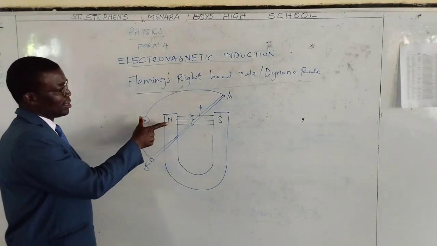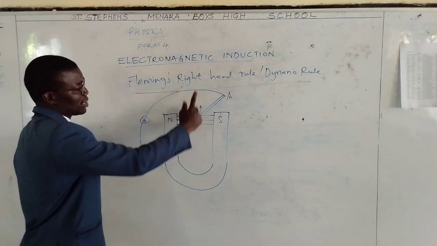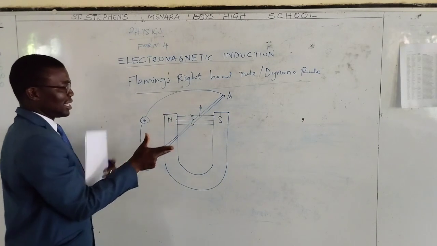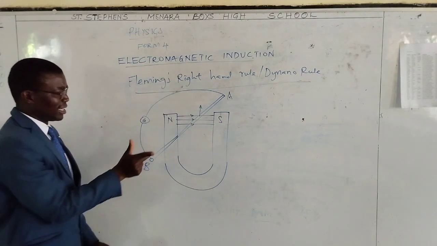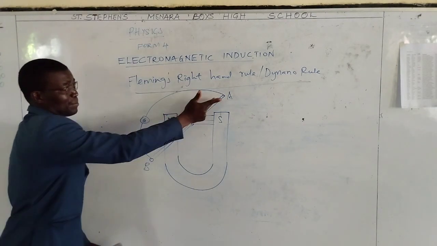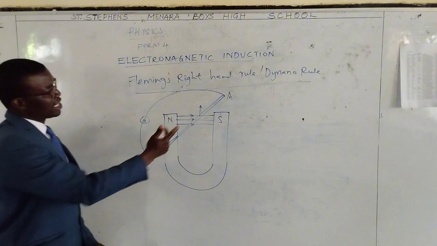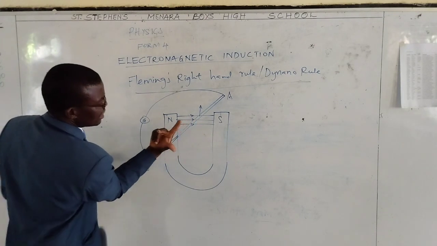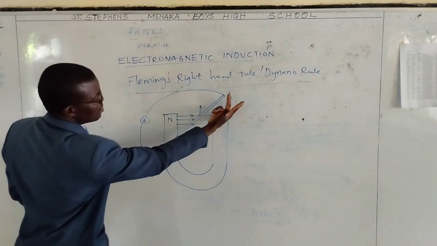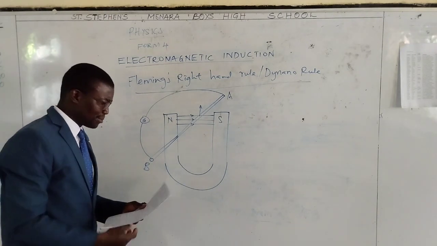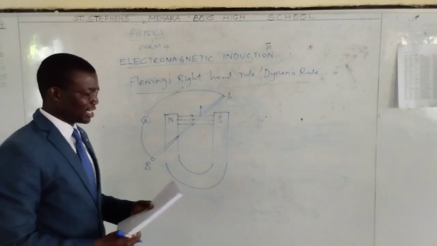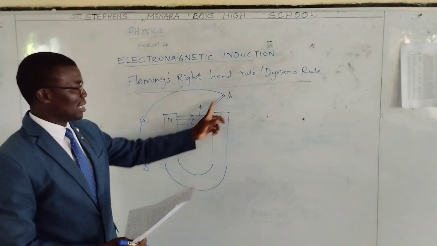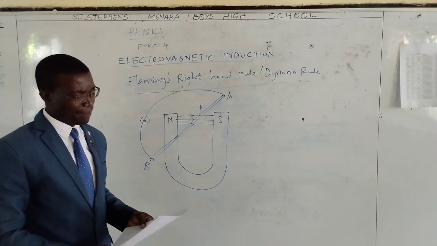As we illustrate, if this conductor AB is moved upward, the first finger shows the field, the thumb shows motion is up, then current must flow from B to A. If this conductor AB is moved down, again the first finger shows the field, the thumb shows motion, then the current must be flowing from A to B. That's what I have said. When the wire is moved upwards, the induced current flows from B to A. And when you move downwards, it flows from A to B.